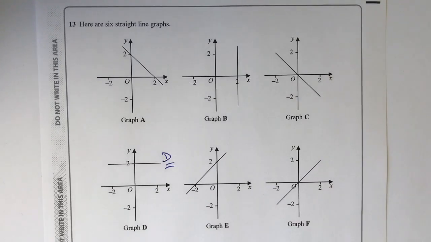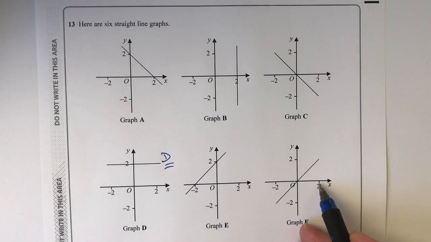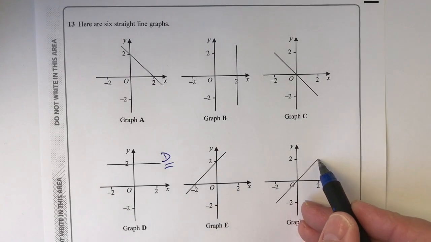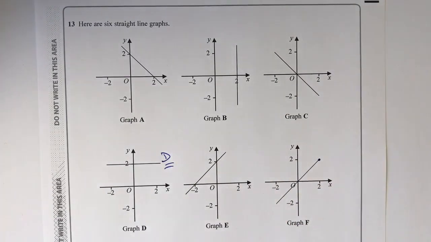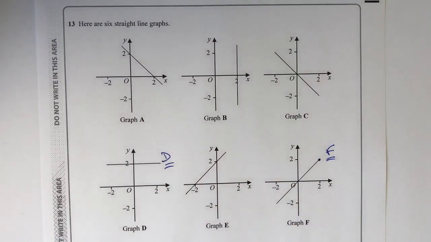Okay, so the next one then would be y equals x. If we look at all the graphs, then at the point where the value of x equals the value of y, that must be the line of y equals x. So in this particular case, F is the graph that is the second on the list.